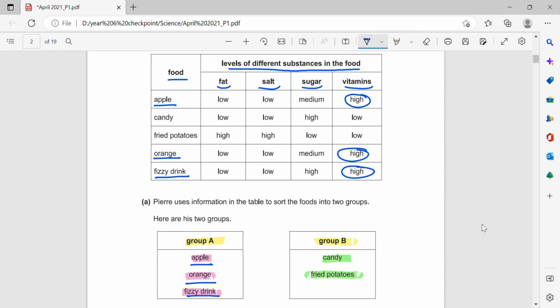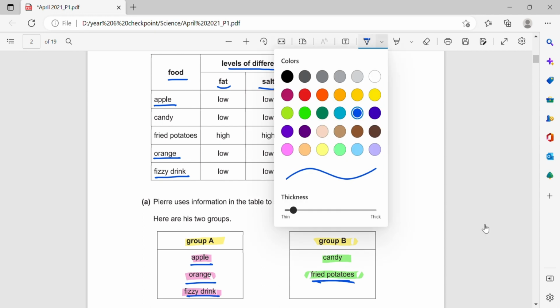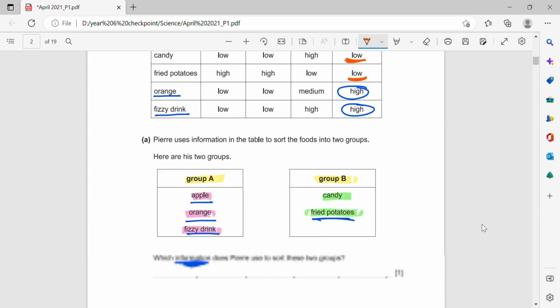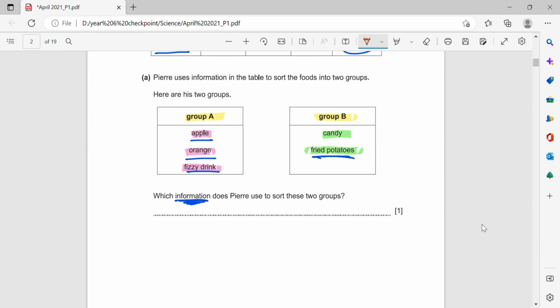Group B, candy and fried potatoes. Let's look at candy and fried potatoes. Okay, regarding the candy, low vitamin, fried potato, low vitamins. يبقى هنا which information does he use to sort the two groups? Okay, regarding what? High or low vitamins. يبقى high or low in vitamins. يبقى دي information according to it he sorted them into two groups.